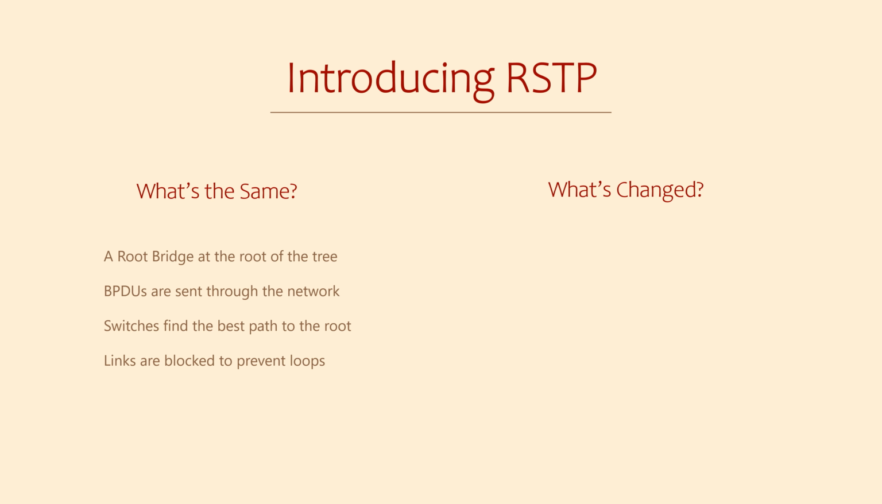So then, what's changed? Well, for one, all switches actively send BPDUs, not just the root bridge. The BPDU format has changed a little to include more information. There are a few new port states to supplement the blocking state. There are improvements to bring ports up quicker. And Cisco have added their own per-VLAN technology. We're going to take a look at all of these changes in this video.